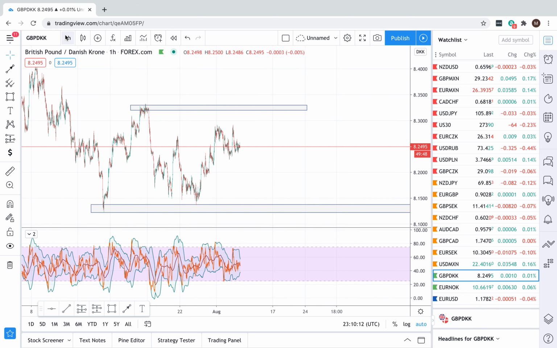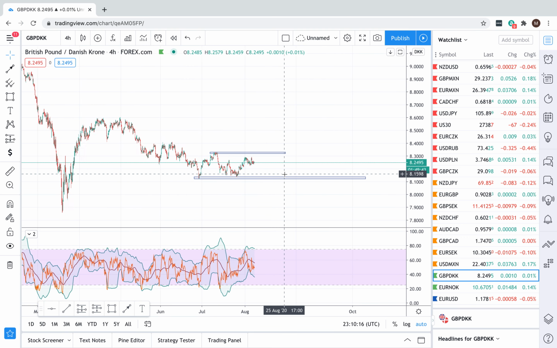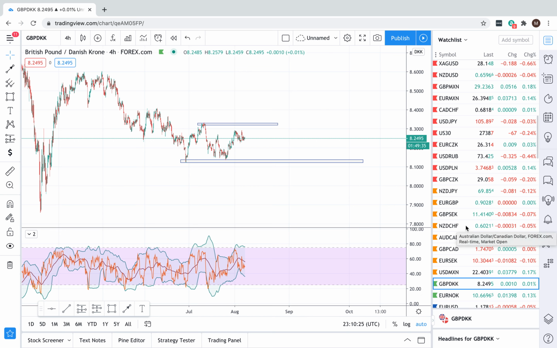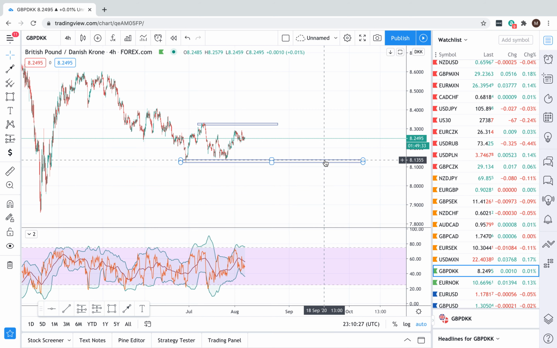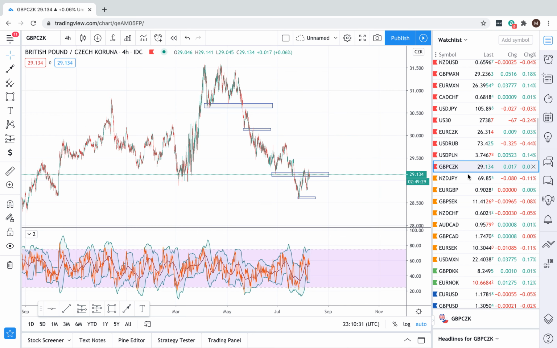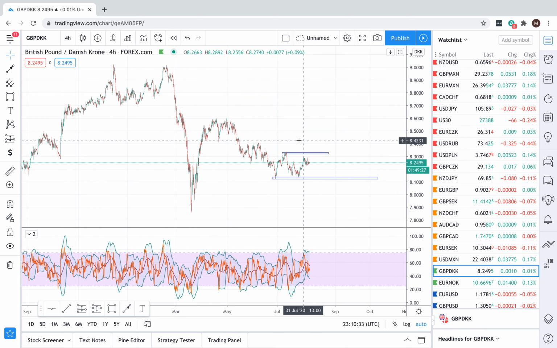So GBP DKK, I'll wait for price to break this level. Wait, did I already analyze GBP DKK? Or was that another pair? Yeah, that was probably another pair. They look very similar though. The GBP CDK. Yeah, anyways, let's get going.